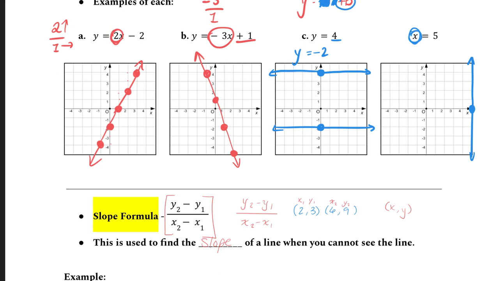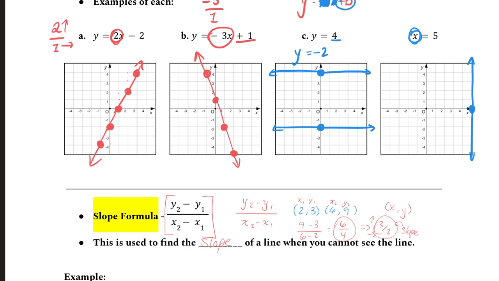Now all you have to do is take what these are labeled and put them in place in the formula. On top we have y2 minus y1. Over here y2 is 9, so we'll do 9 minus y1, which is 3, over x2, which is 6, minus x1, which is 2. So 9 minus 3 is 6, over 6 minus 2 is 4. There we go, that's our slope. Although this should simplify, we would get 3 over 2. So our slope of the line that we can't see is 3 over 2, meaning you would go up 3 over 2. That's how you use the slope formula.